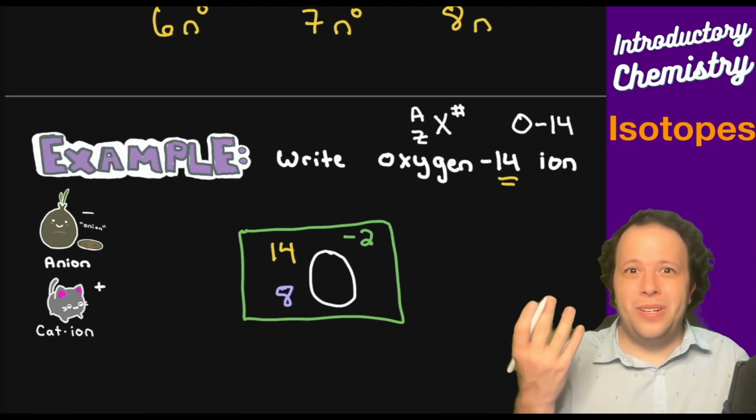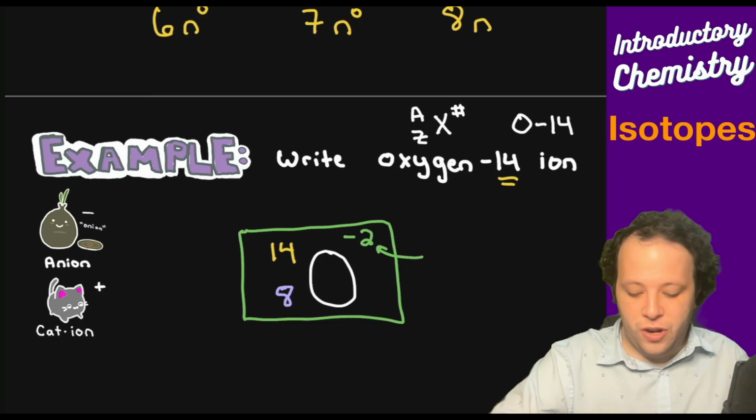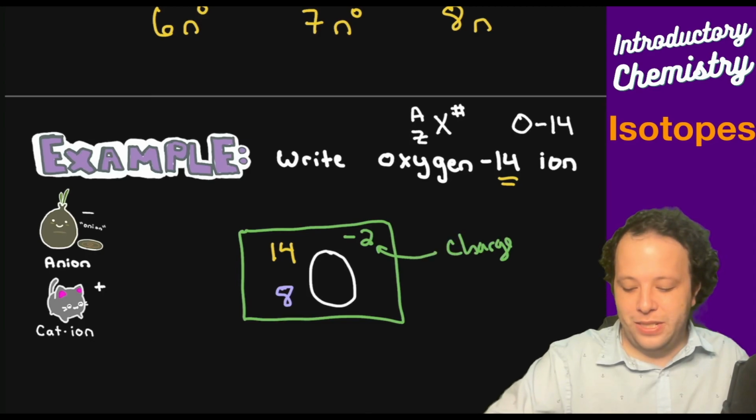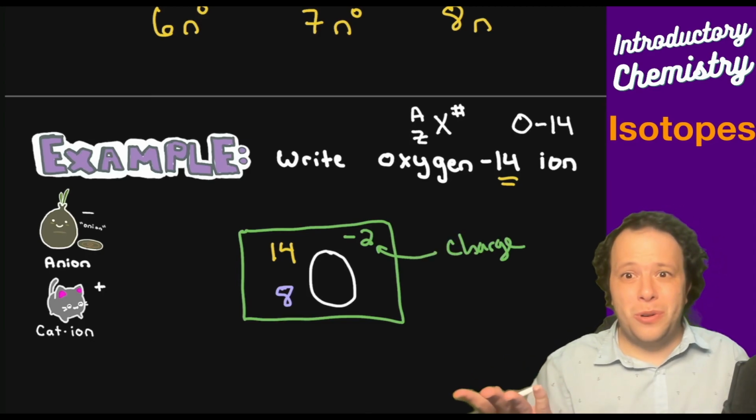And that's how you can do an ion, right? We can show the charge in this case, and that's the big difference. Let's go on to some more fun examples.